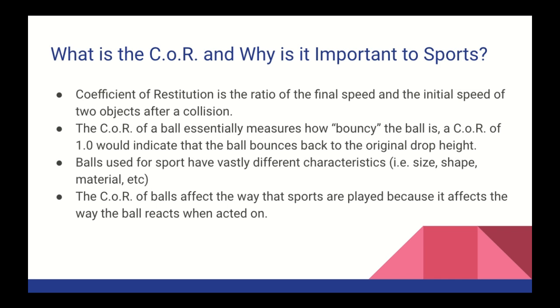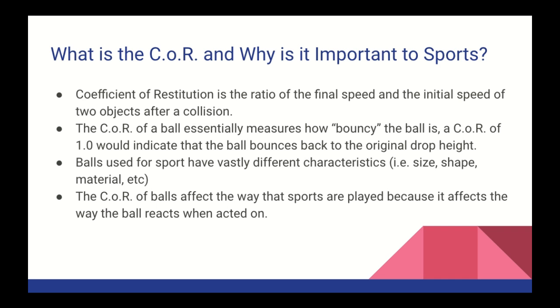The coefficient of restitution is basically a ratio of the final speed of an object and the initial speed of two objects after they collide. So the coefficient of restitution of a ball essentially measures how bouncy that ball is. In a perfect world, it just doesn't exist. A coefficient of restitution of 1 would indicate that the ball bounces back to the original drop height.